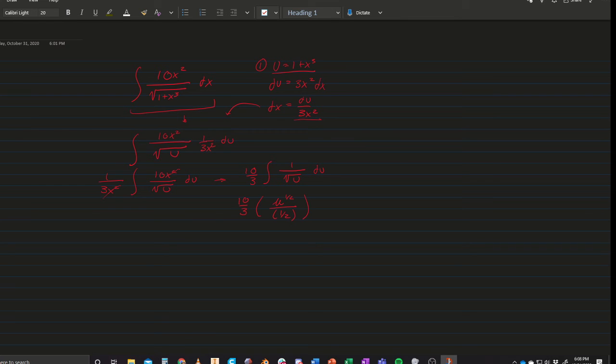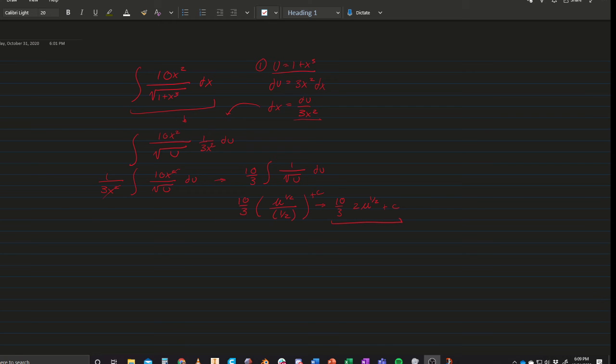But yes, and then you want to simplify this even more. So then you get 10 over 3 times 2u to the 1/2. Just so you're not confused, when you're dividing by a fraction, you can also multiply by its reciprocal. So you get 2u to the 1/2. Excuse me, I forgot the plus c. I'm sorry about that.